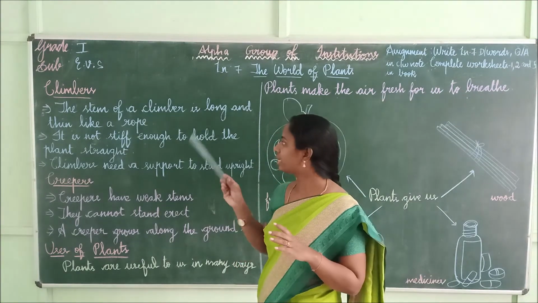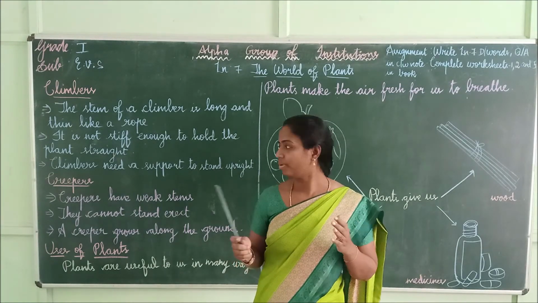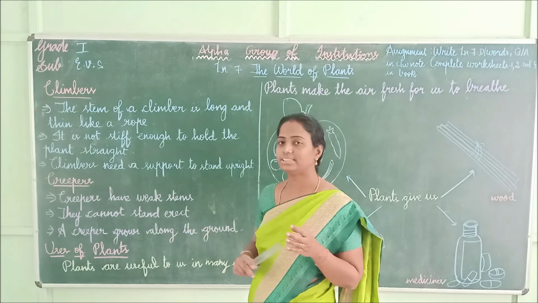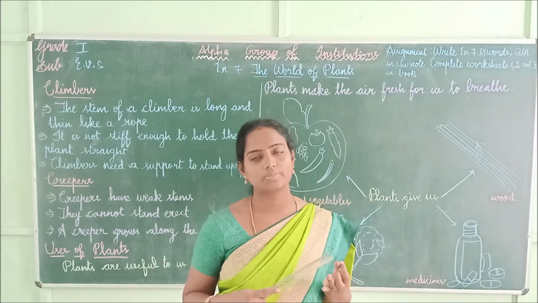Then you move to the climbers. The stem of a climber is very long and thin like a rope. And if you move to the creepers, creepers have long stems and they cannot stand well. Okay, this is all about herbs, shrubs, climbers and creepers, children.